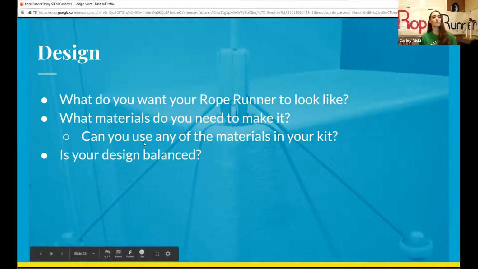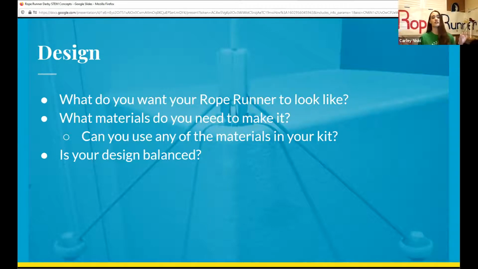So now we're going to consider what we want our rope runners to look like, what materials we need to make it, and we're going to make sure it's balanced and use everything that we've learned. Before we start building our rope runners, we have to make a picture of what it's going to look like and what we need to use to make it. So our design, you can choose whatever you want. You can make it into an animal or a creature, a person, but you also have to choose what will affect the speed of your rope runner.